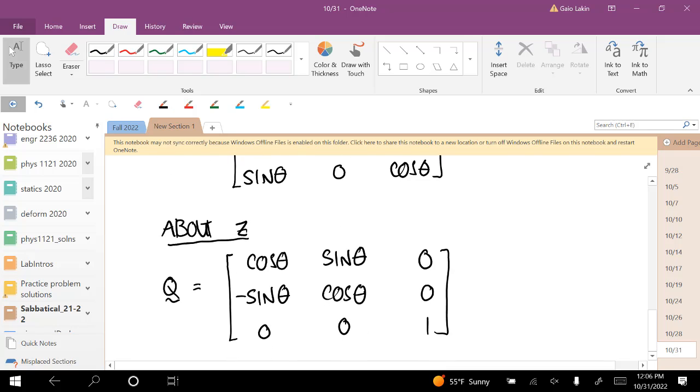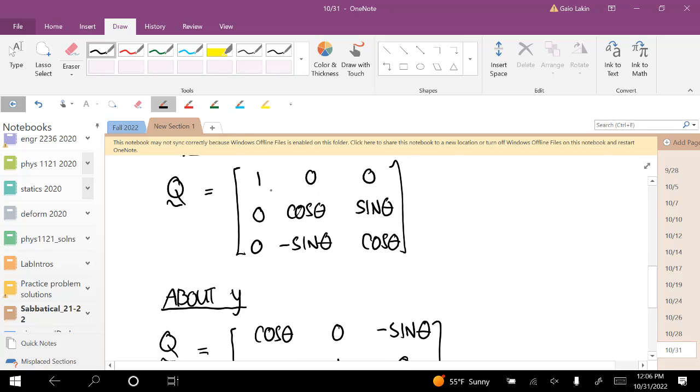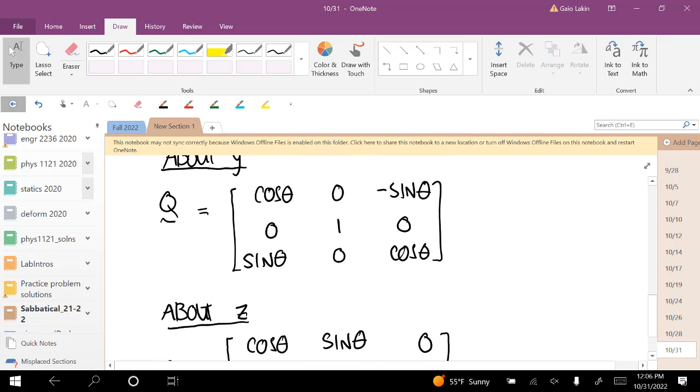Okay, so I want you to notice that X and Z follow the exact same pattern. In the row and column that you're rotating about, you have just a 1 in the diagonal place and zeros everywhere else. And then you have cosine, sine, negative sine, cosine. Do you see what I'm talking about? No? That makes no sense at all.